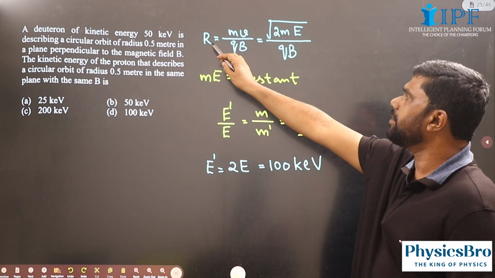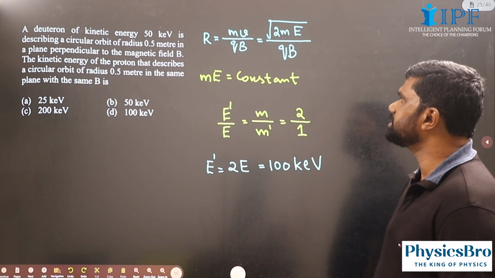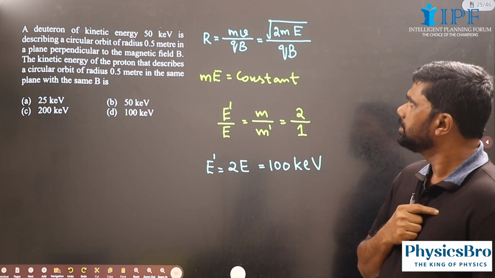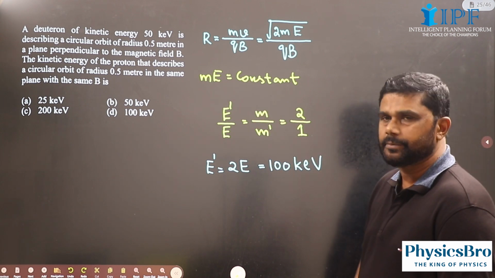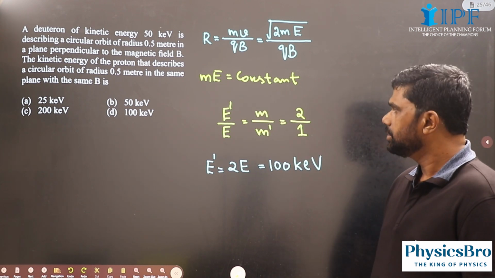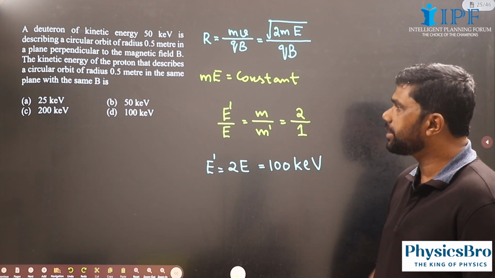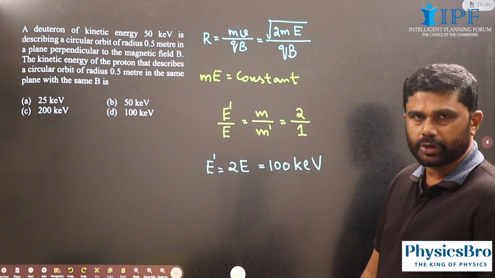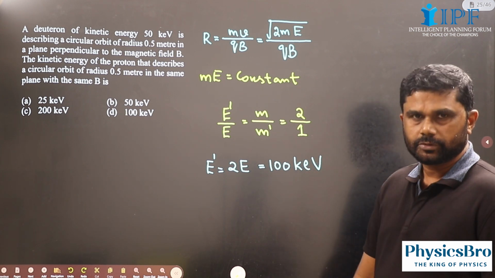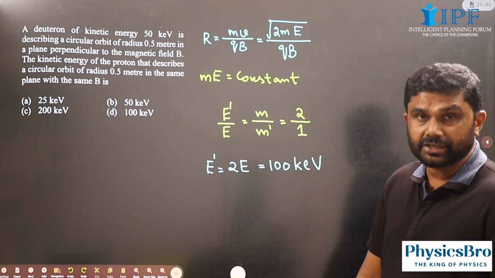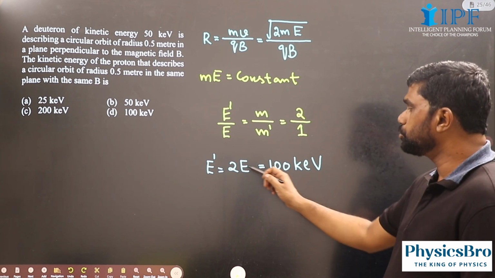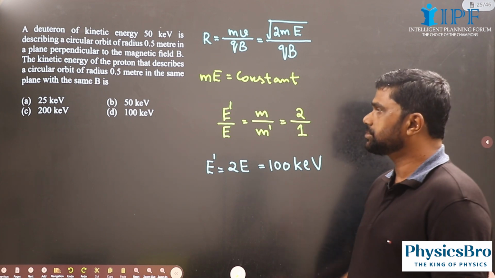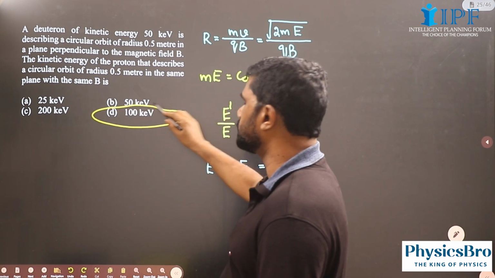Okay, so here we have R same, capital B also same. Charge also same because proton and deuteron, right? So we can say M into E, mass into kinetic energy is constant. So E dash by E, that will be equal to M by M dash. M is the mass of deuteron and M dash is the mass of proton. So E dash, the kinetic energy of proton, is equal to twice the kinetic energy of deuteron. E is 50 kilo electron volt. So E dash is 100 kilo electron volt.